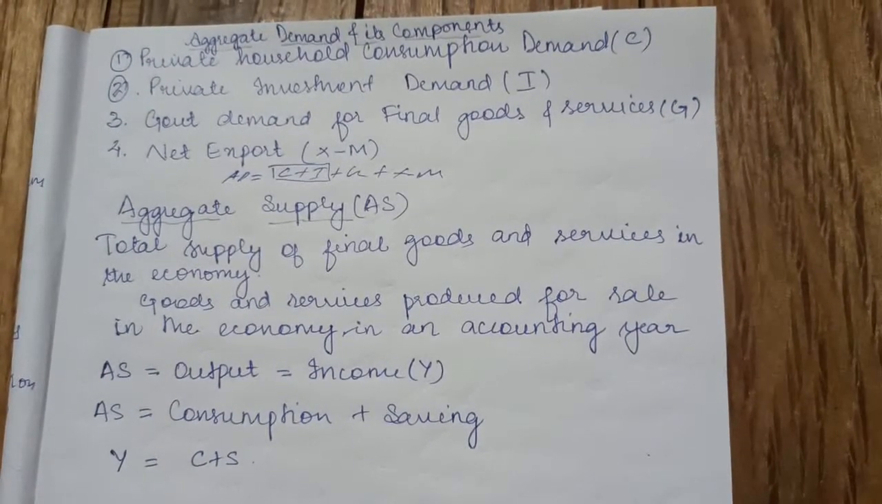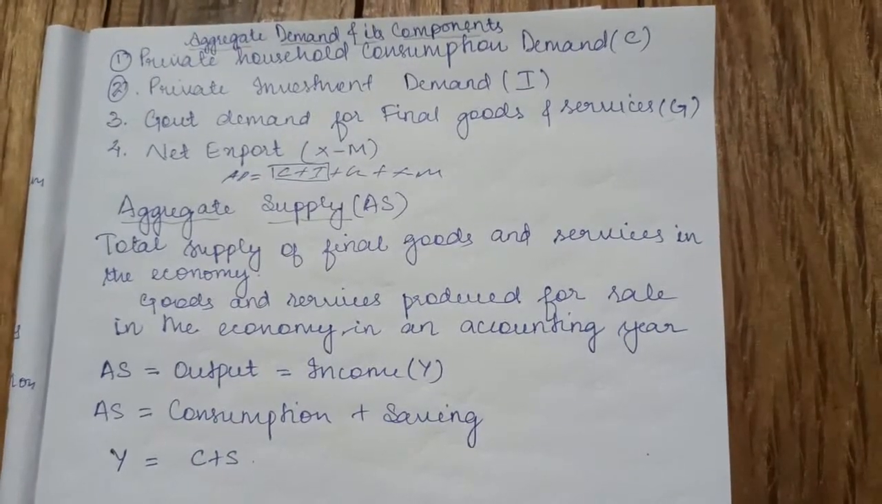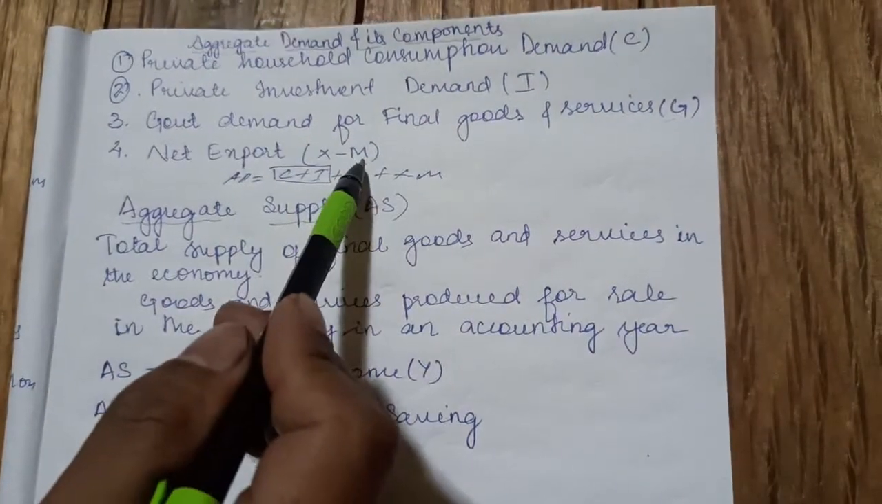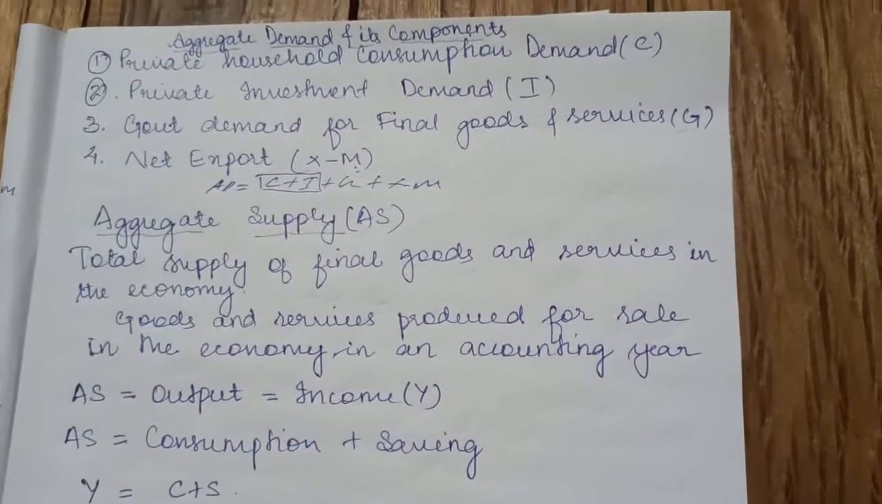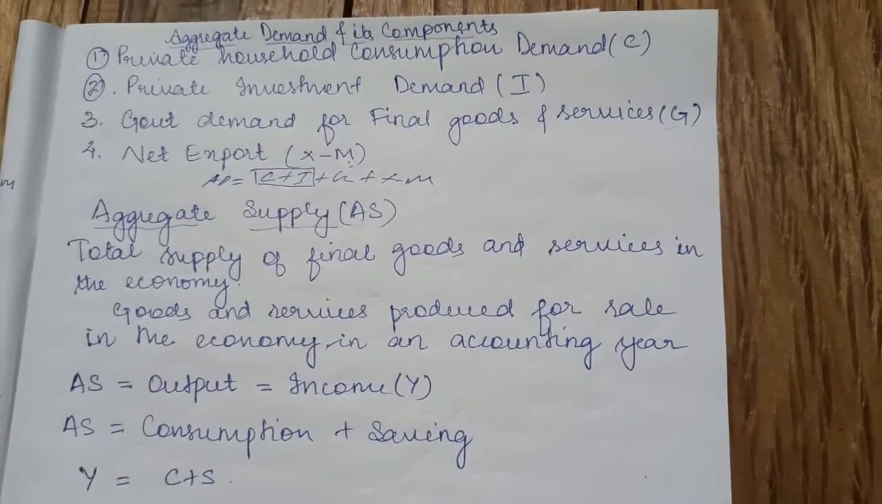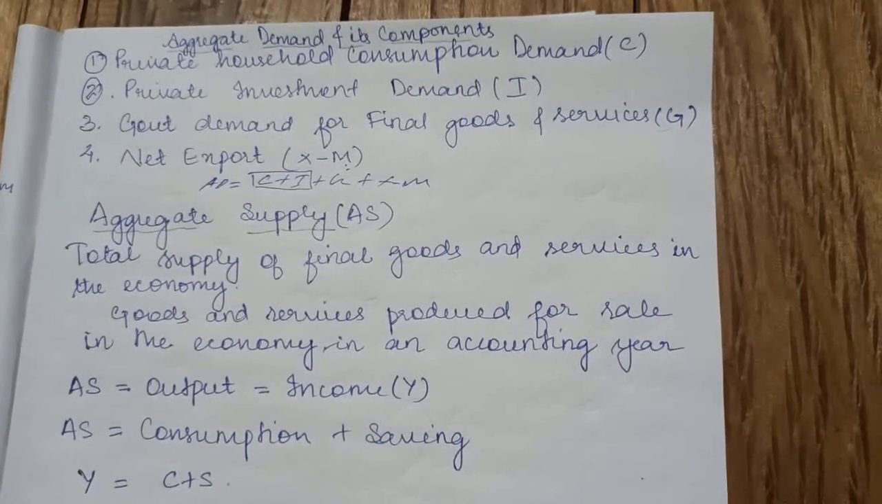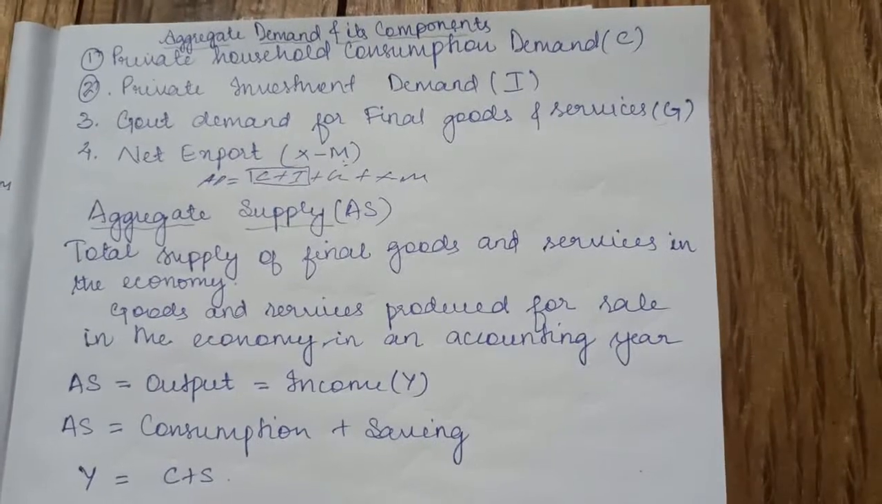And lastly, we have net export. Net export is simply the difference between export minus import. Export here is denoted by X and import here is represented by M, okay? So net export is usually the expenditure made by all the sectors in our economy, okay? That is by household sector or consumer sector, firm sector, and even foreign or government sector.